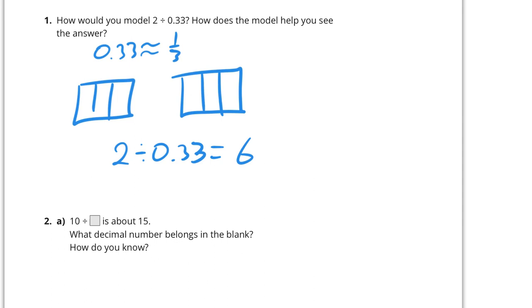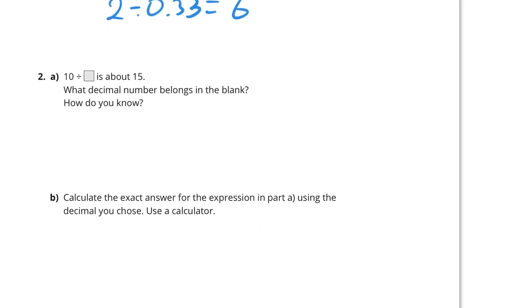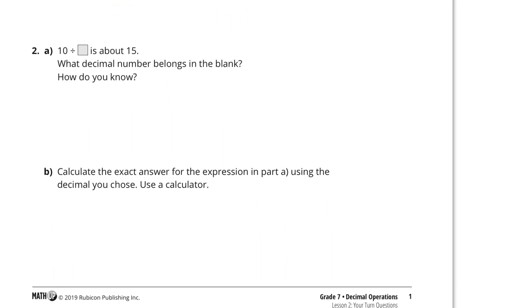All right, let's do the next one. 10 divided by something is about 15. What decimal number belongs in the blank, and how do you know? I'm going to approach this one with some guess and check, with some benchmark decimals that I know well. Okay, let's start with 0.5 or a half, right? What if I go 10 divided by a half? Okay, that will get me, well, how many halves fit into 1? 2 of them. How many halves fit into 10? 20.